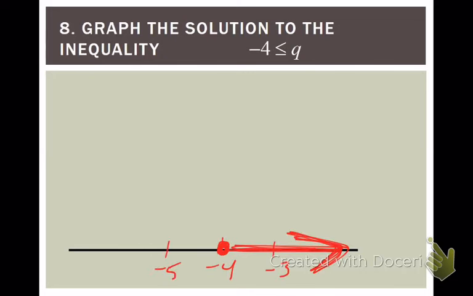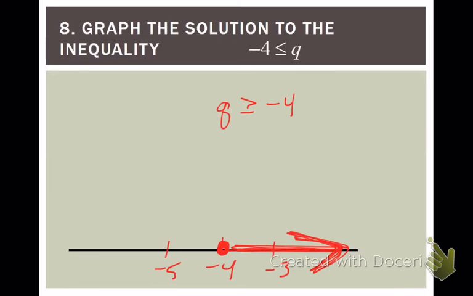Did you get this? Hopefully you did, right? Negative 4 is less than or equal to q. If you want to flip this around, that's fine, but make sure you flip the inequality sign to say q is greater than or equal to negative 4. So greater than would be the other way, right?